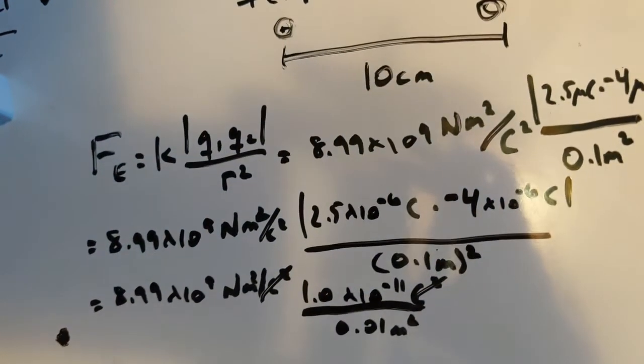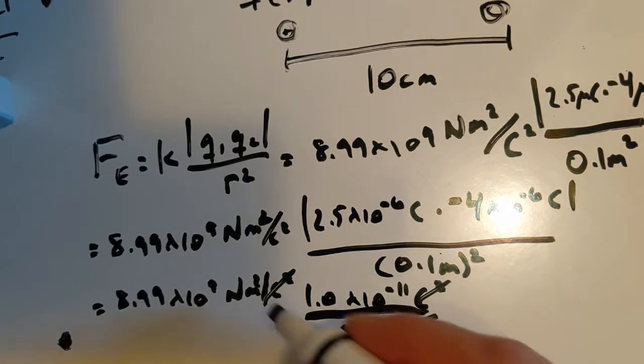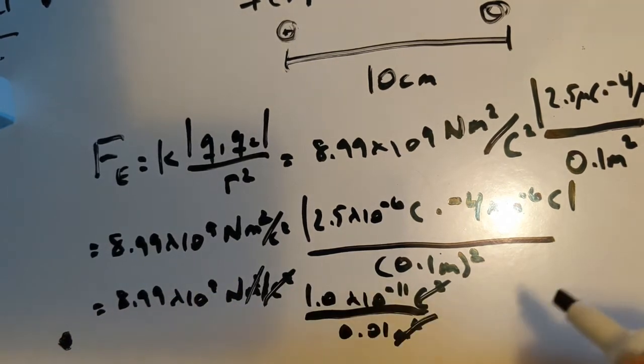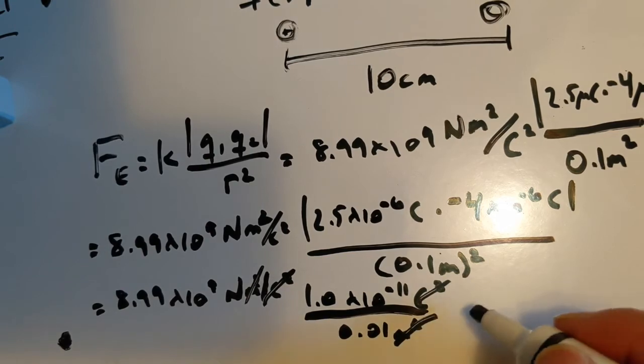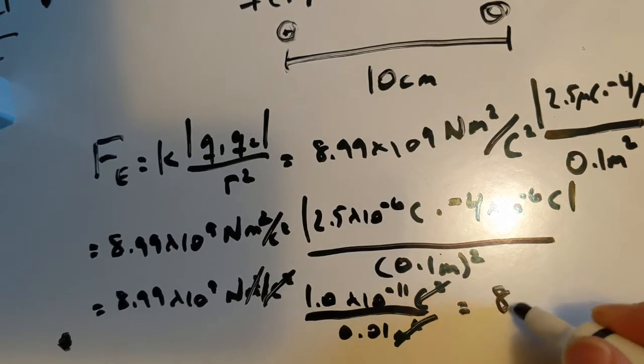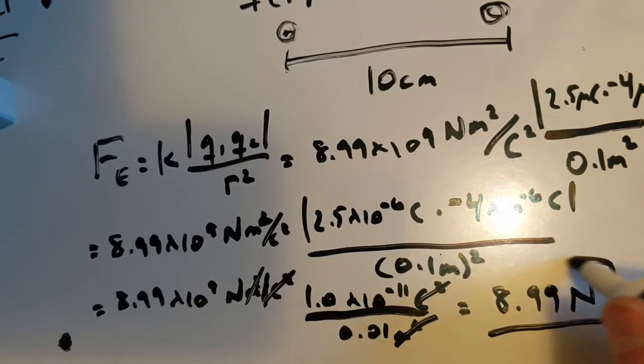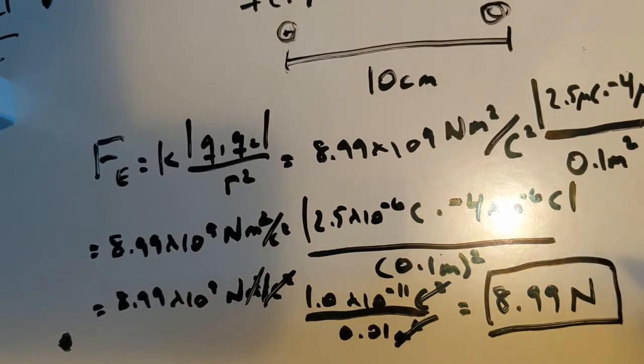Which you can't see that very well. There we go. And so this meter squared is also going to cancel out. And so if you multiply all those values out and solve for the force, we're going to get 8.99 newtons. And that's going to be the force in between these charges.